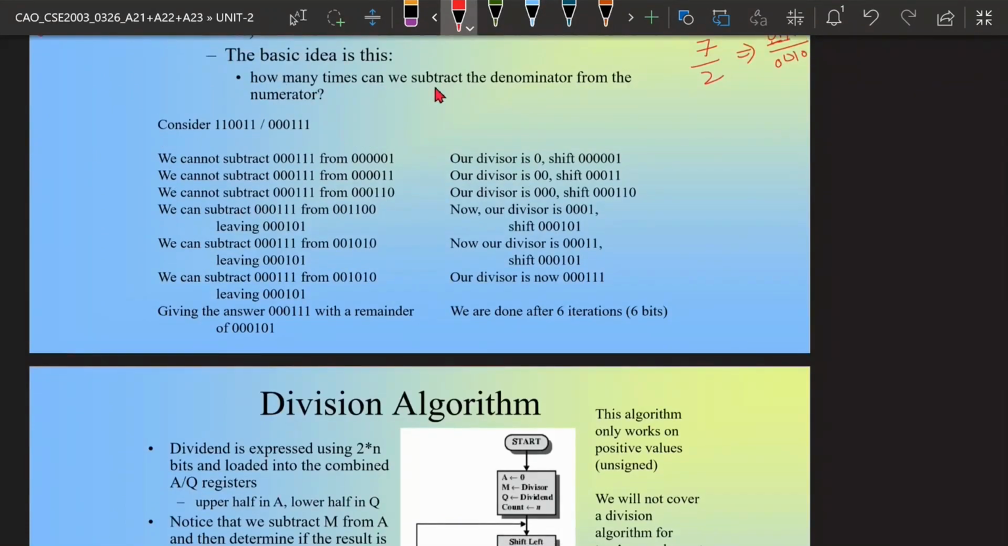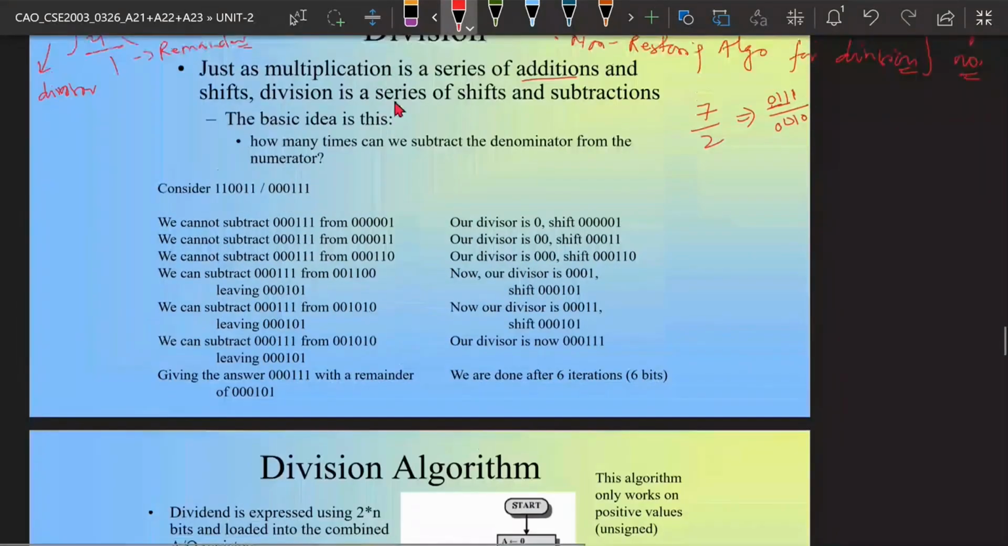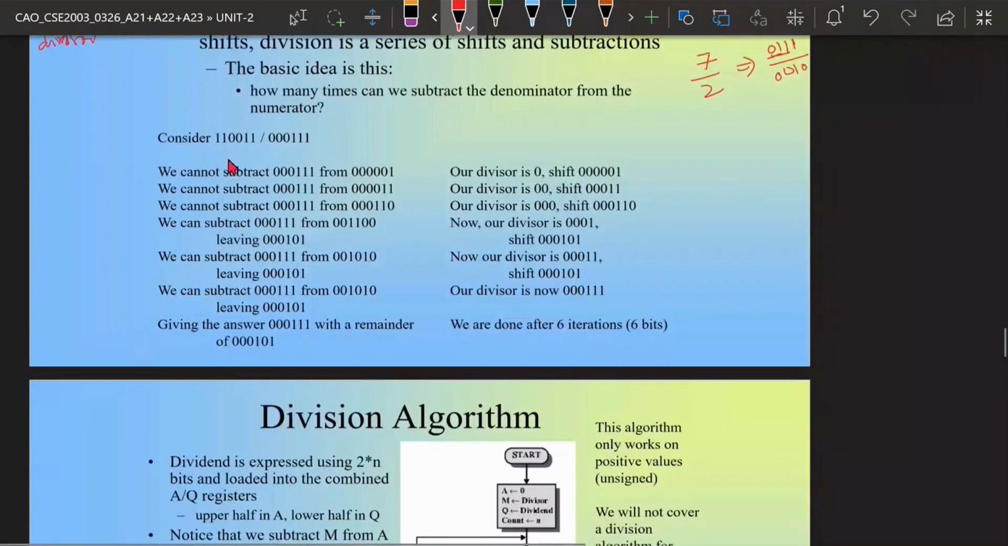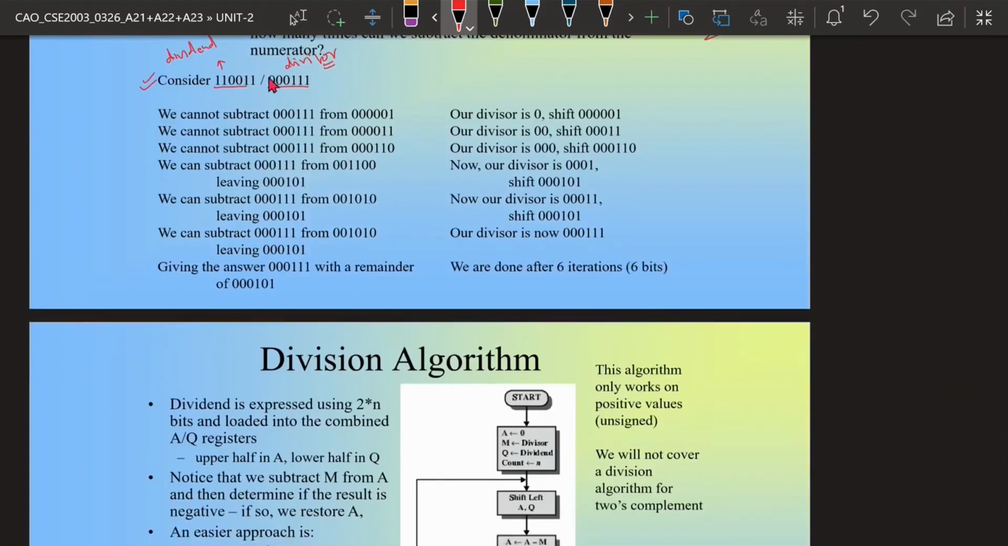How many times we should be shifting and subtracting depends on the number of bits available. If 4 bits are available in the divisor and dividend, we should be considering 4 times shifting. Suppose we are having 6-bit numbers, this number is divided by this number: this is the dividend, and this is the divisor. We will be subtracting this divisor from the numbers here.